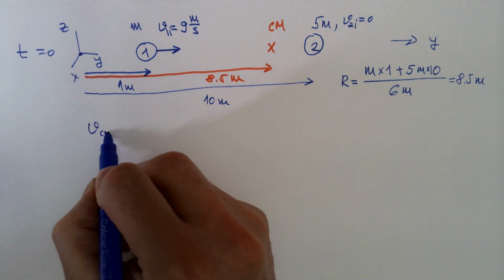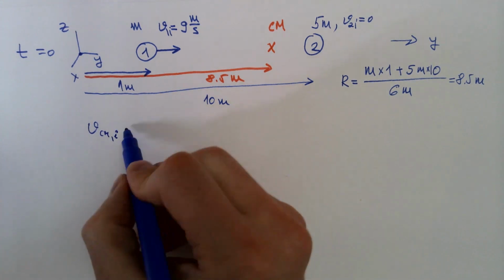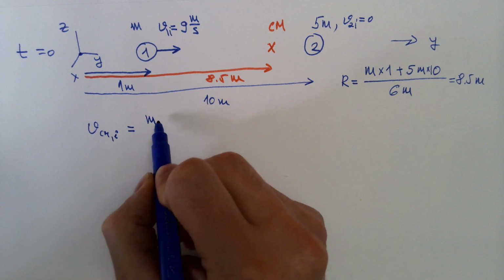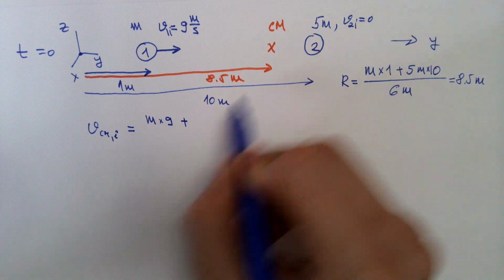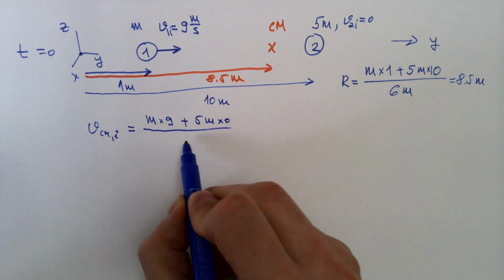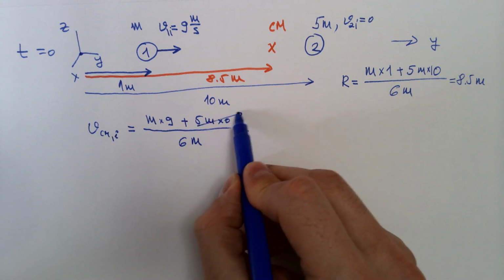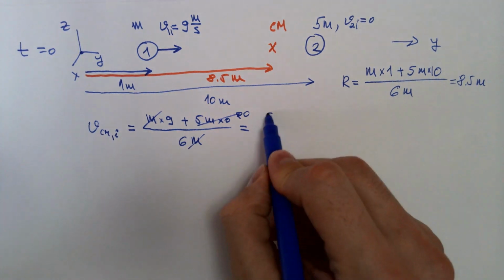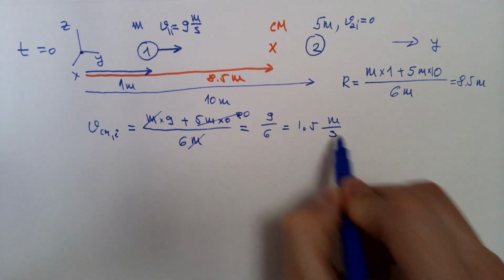Now, what is the velocity of the center of mass? Well, velocity of the center of mass, and I will say initial, before collision, is equal to m1, that is m, times velocity of particle 1, which is 9 meters per second, plus 5m times velocity of particle 2, that's 0, divided by 6m. And that is equal to, this over here is 0, so m and m cancel, 9 divided by 6 basically. And that is equal to 1.5 meters per second.